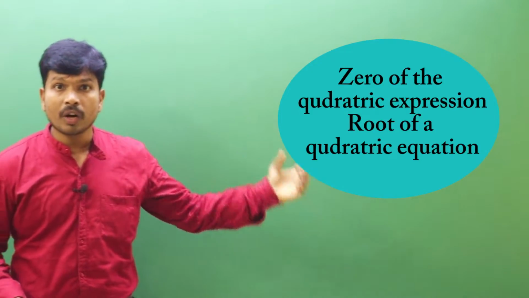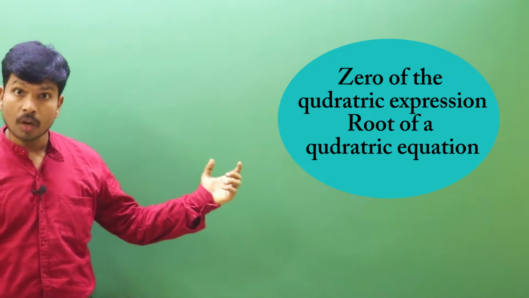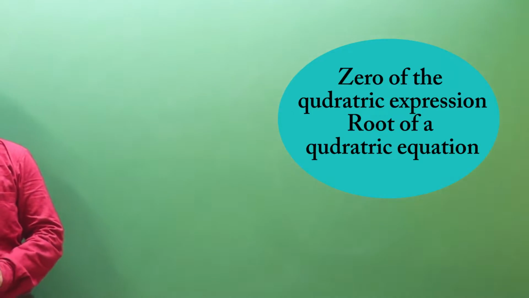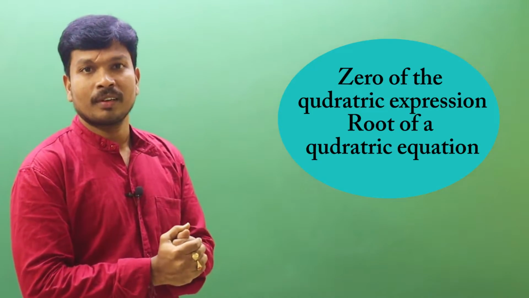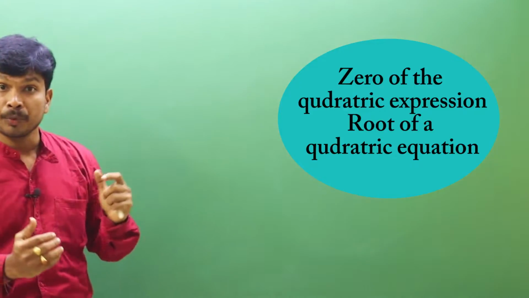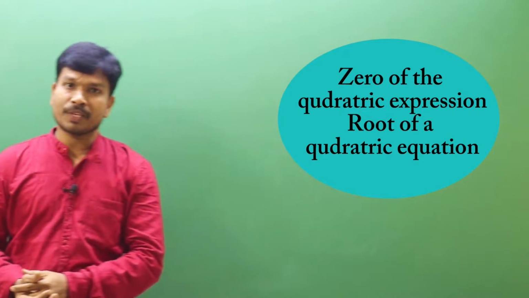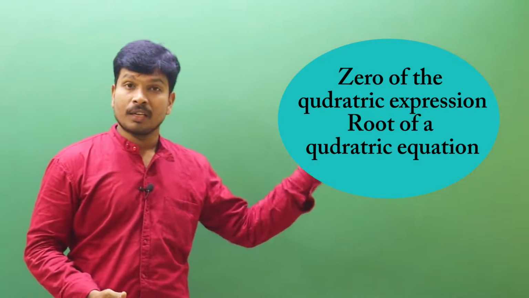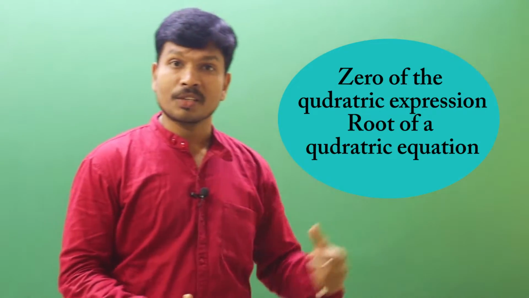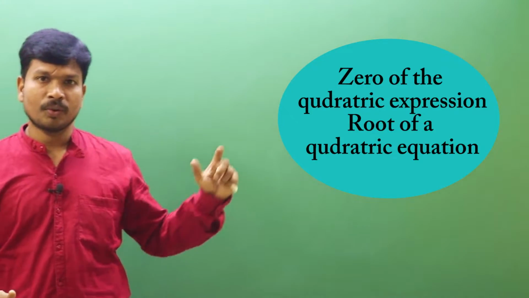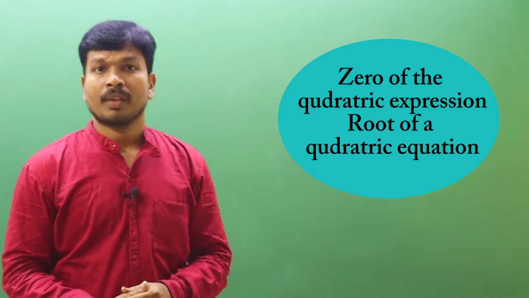Okay, the next concept we are discussing is zero of the quadratic expression, root of a quadratic equation. Here two terms are used: zero of and root of. When I am using zero of, that belongs to a quadratic expression. When I use root of, that belongs to an equation, a quadratic equation. So in fact both are the same.